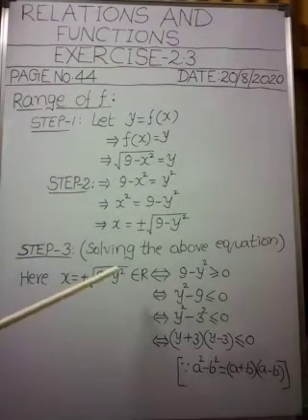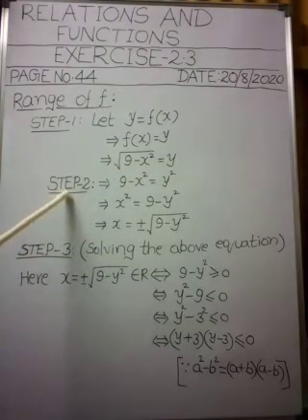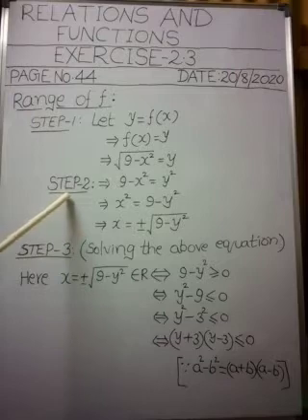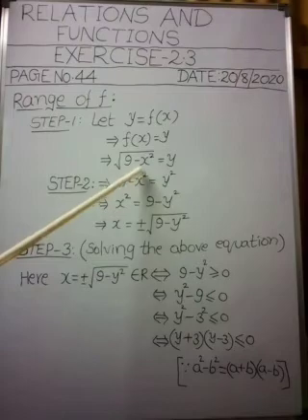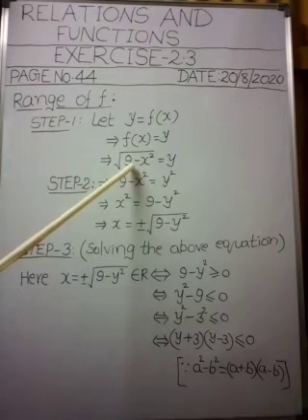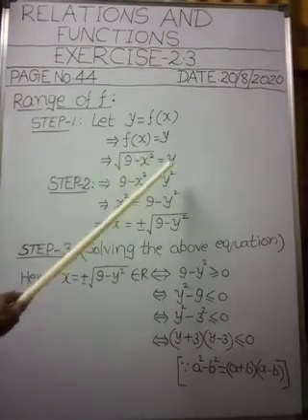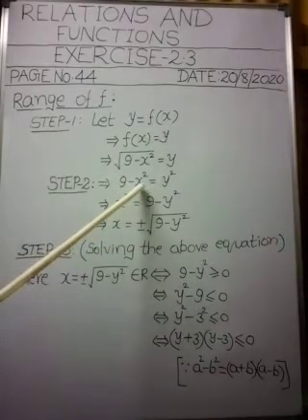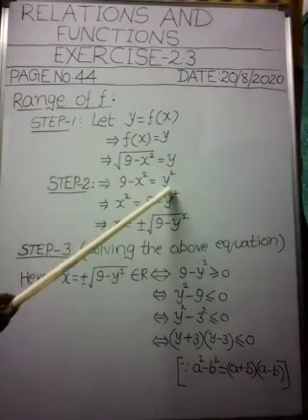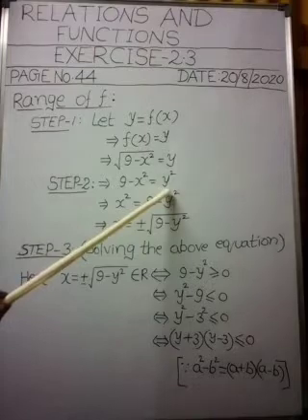Right. After that, second step. What is the second step? We have to find the value of x in terms of y. From this equation, we have to find the value of x in terms of y. So for that, I took squaring on both sides. By taking the square on both sides, we get 9 minus x square is equal to y square. Understood this step, my children?